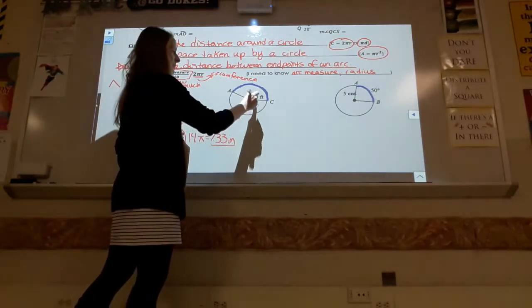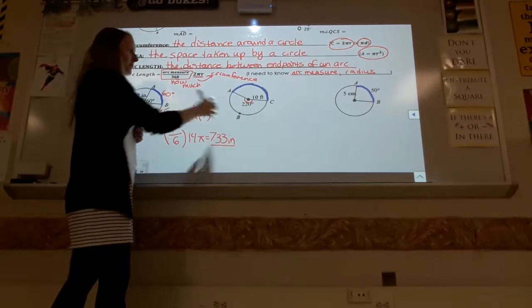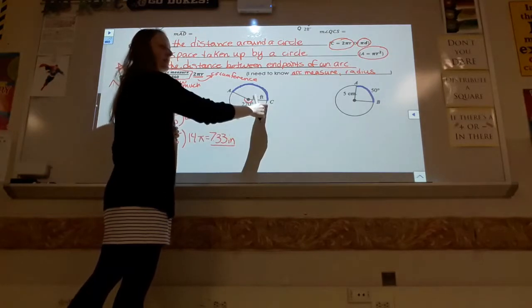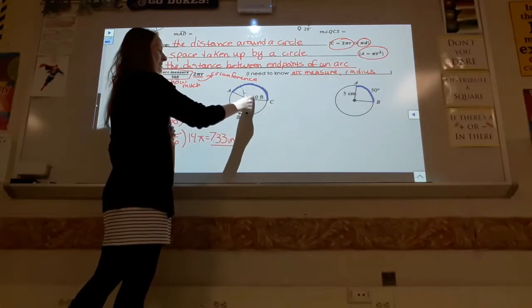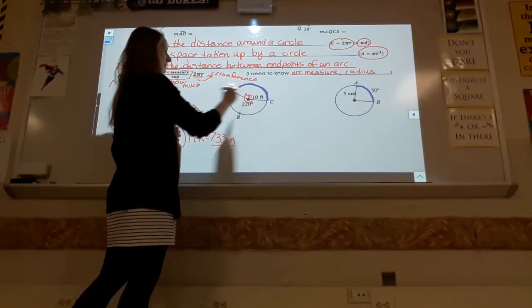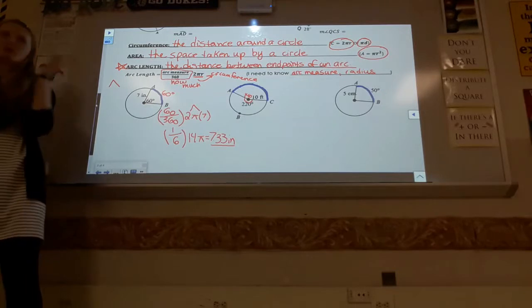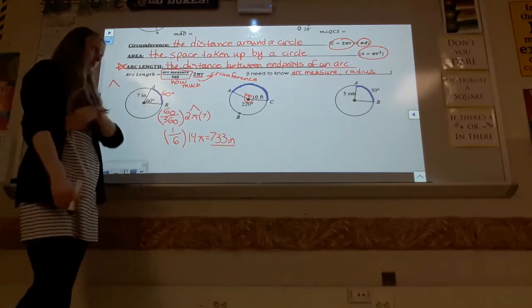So the 220 is referring to the angle that is not with the arc I want. This angle is referring to ABC. So if I want to find this angle, I'm going to have to do 360 minus the 220, leaving me with 140. They will do that sometimes. Right? They're like, it's too easy to just have the numbers and plug them in. We'll switch it up on you.